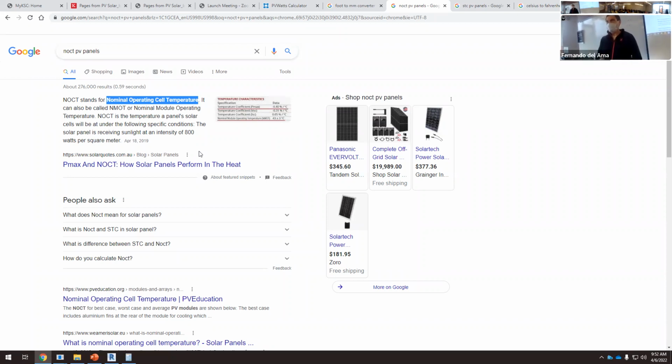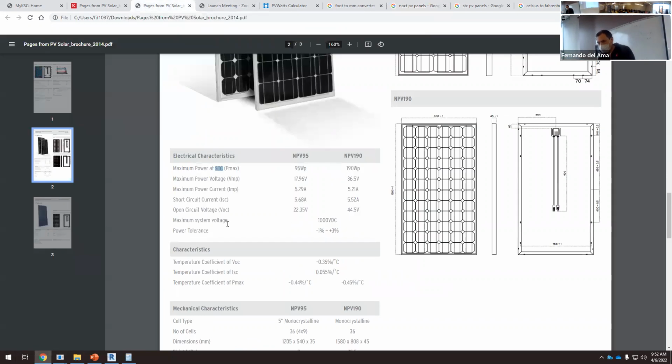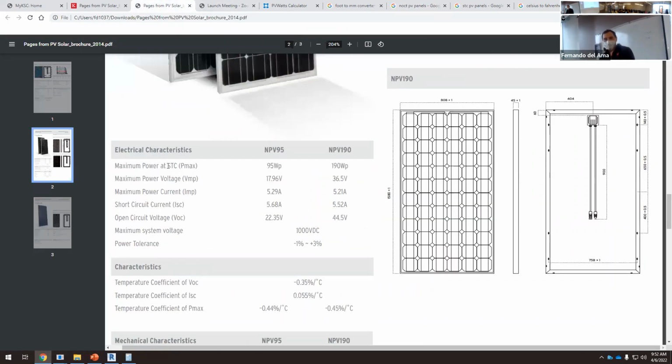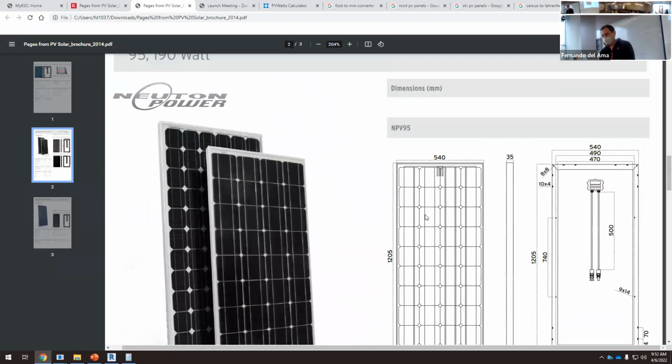What's the average temperature in Keene, New Hampshire in summer, winter, whatever? And they can test this panel under this operating cell temperature. So that information will be in our brochure here. You see, this is the maximum power at STC: 95 for the small panel, 190 for the big one.